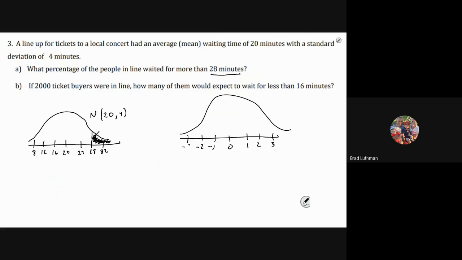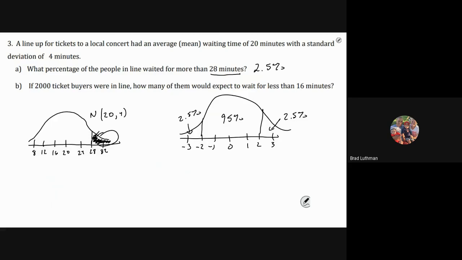-1, -2, -3. Outside of 2 standard deviations, this was 95%, which previous calculations told us that this was 2.5%, which meant this had to be 2.5%, which matches our area that we're going for. So this had to be 2.5%.